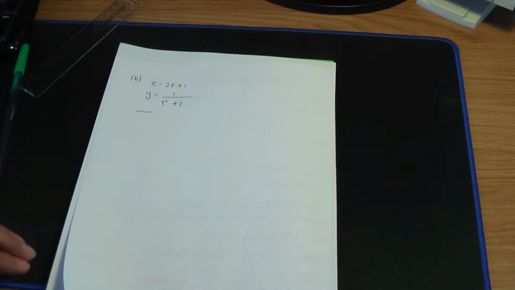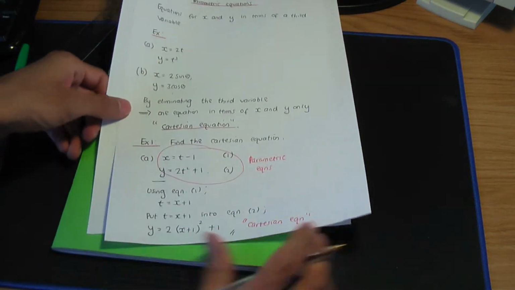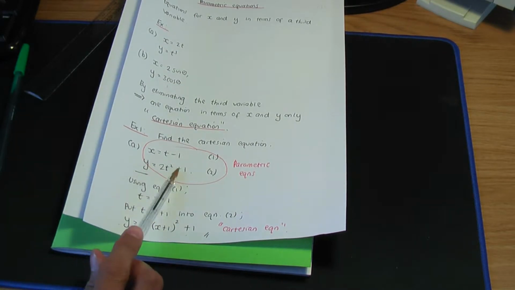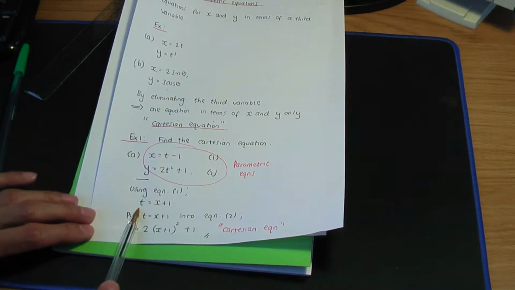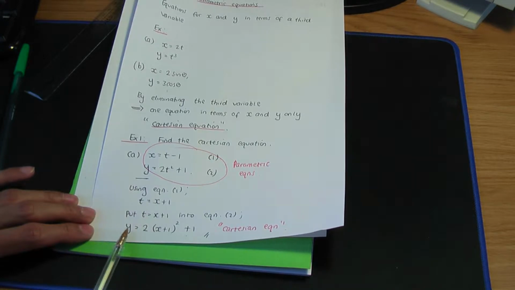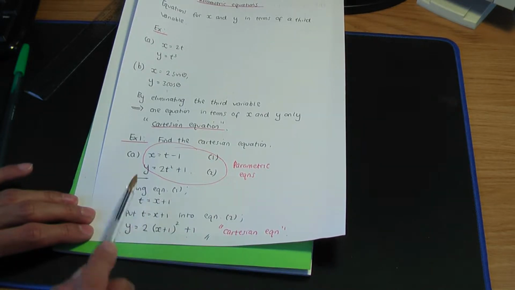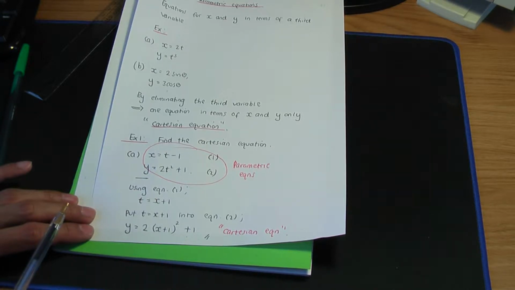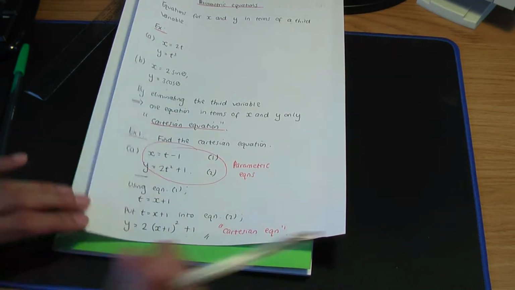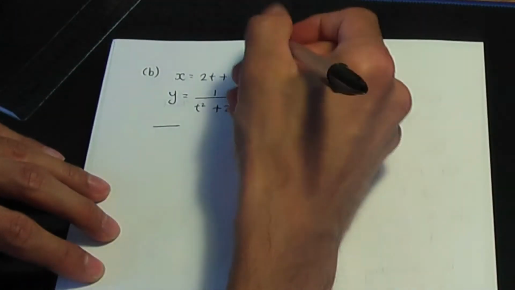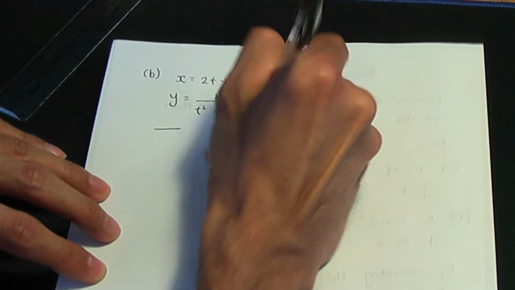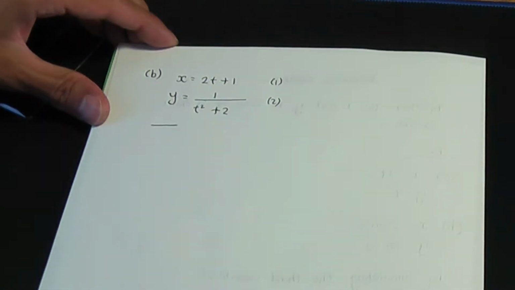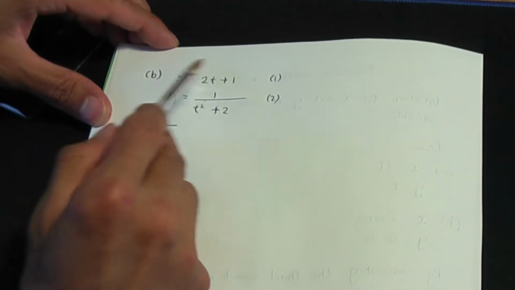So let's see what we did earlier. So in part A, I took one equation and I rearranged for t, the third variable, and then I replaced the third variable in the remaining equation, okay, to get the Cartesian equation. So let's follow the same approach for part B. So I'm going to name my equations 1 and 2, just as I did earlier in part A. And I'm going to take equation 1 and rearrange for t.